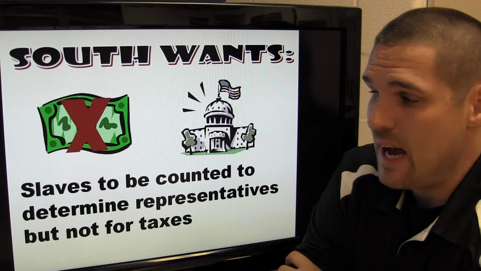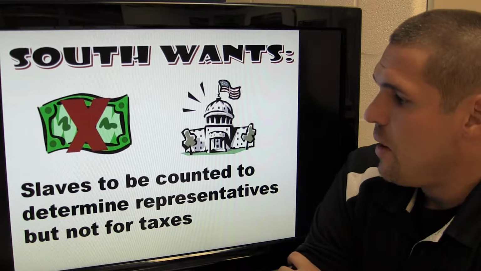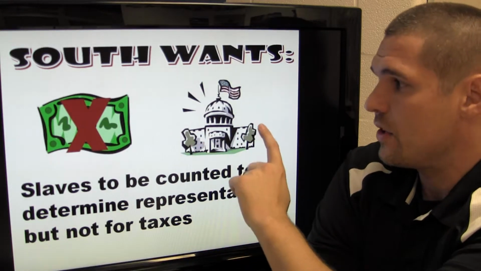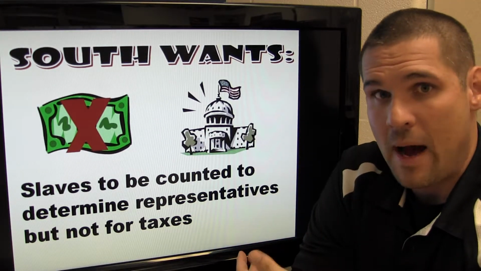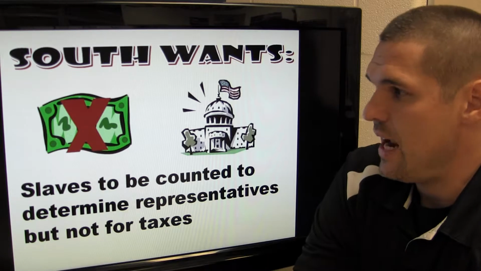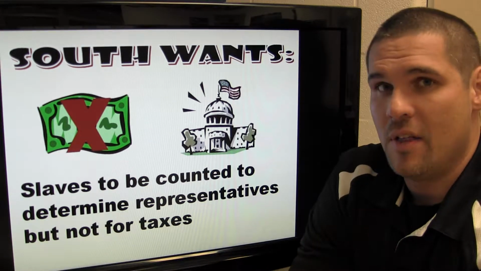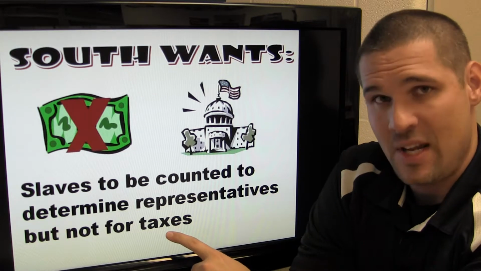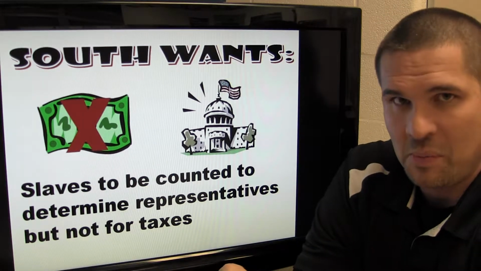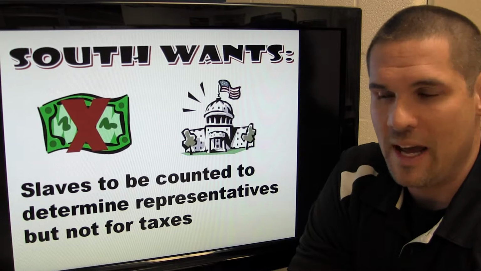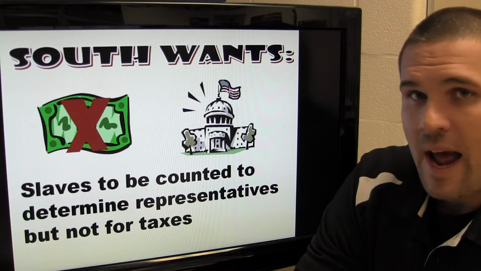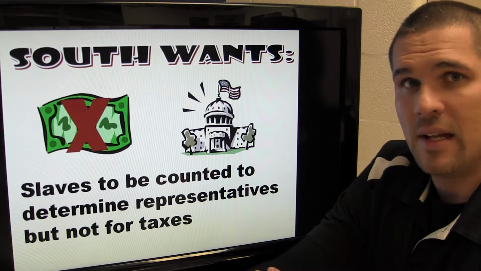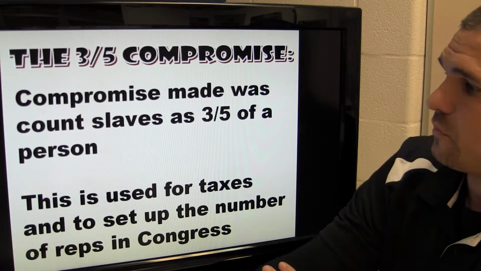And on the opposite side, you have the South. They want the slaves to be counted to determine representation in Congress, because this will just give them more power through more representation. However, they do not agree with the idea of counting slaves for purposes of taxation, because they were human beings. That was their argument at the time.